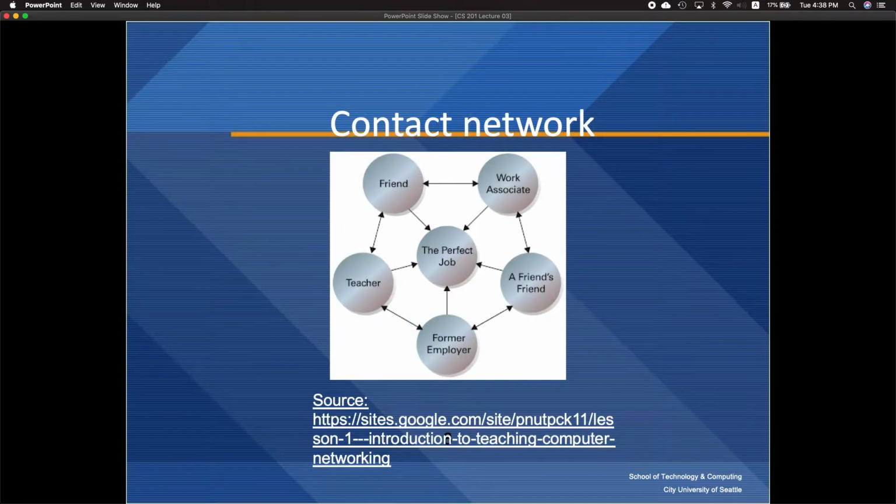A contact network could also be associated with a different type of network, right? To get the perfect job, you need to have a bunch of things. You need to have friends, which is your networking or connections: a former employer, a teacher, a friend, a work associate. Those are the things that would help you get the perfect job.